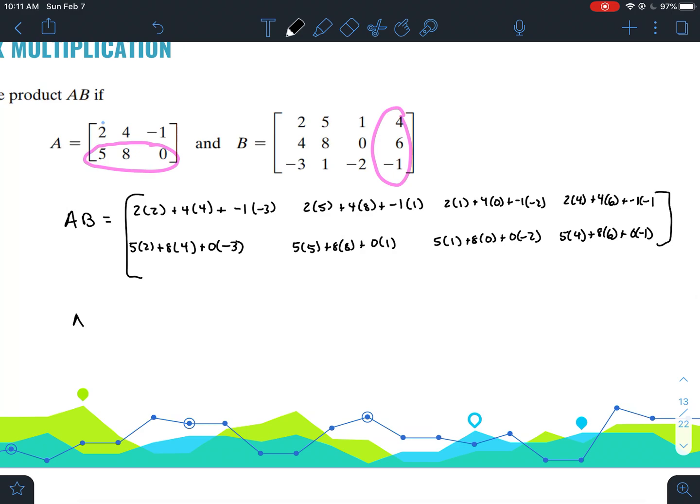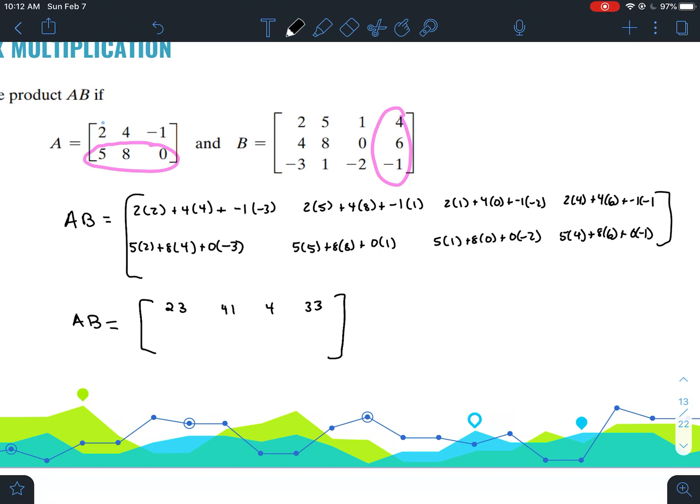And now we just simplify this. So the product of matrix A times matrix B would be 4 plus 16, so 20 plus 3 is 23. And then 10 plus 32 would be 42 minus 1 is 41. And then 2 plus 0 is 2 plus 2 is 4. So we have 23, 41, 4. And then we have 8 plus 24, so 32 plus 1 would be 33. So that would be our first row in our product matrix.